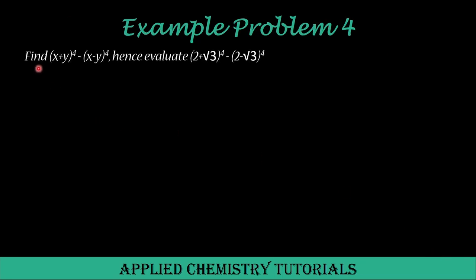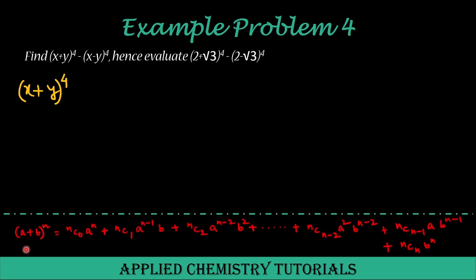Now let's move on to example problem 4. Find (x plus y) whole to the power 4 minus (x minus y) whole to the power 4. Hence evaluate (2 plus root 3) whole to the power 4 minus (2 minus root 3) whole to the power 4. So let us start with (x plus y) whole to the power 4.